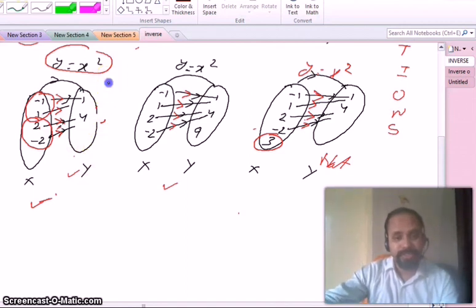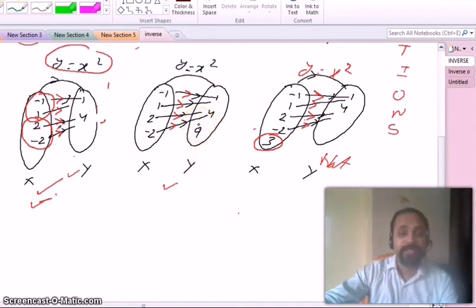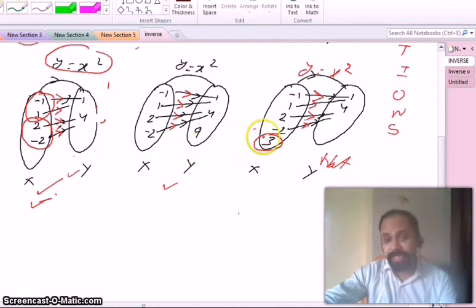So this is many-one function. Okay, and come to this one, this is also many-one function. As I told you, an extra image may be present, but an extra element must not be present in the function. Because if an extra element is here, that means for this 3 there is no output.